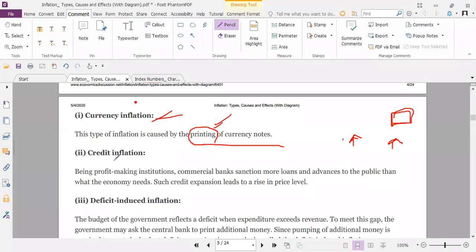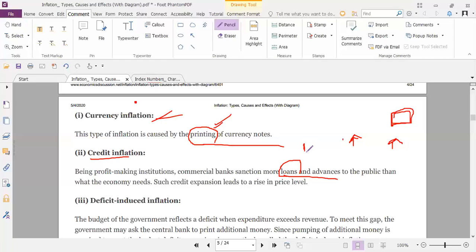Then credit inflation. Being profit making institutions, commercial banks sanction more loans and advances to public than what the economy needs. Such credit expansion leads to rise in price level. So, what is credit inflation? Credit means loans. Banks, if they give more loans than what the economy needs, the money supply in the economy will increase, right? So if money supply increases more than what it is required, then again this problem of inflation arises.